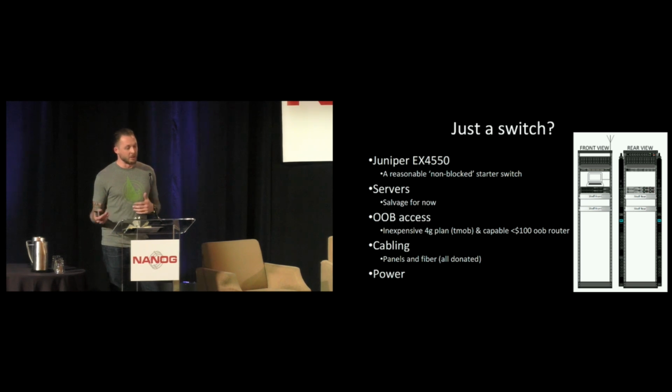We also wanted to give ourselves out-of-band access, so we got a 4G plan and put a little 4G out-of-band router in there. Like I said, the cabling, panels and fiber were all donated, luckily; space and power were luckily donated; the Juniper was donated. So this stuff all came to us at pretty much zero cost, other than maybe $100 for the out-of-band router, and we're paying a little bit for the data plan on the 4G, but pretty minimal, pretty simple.